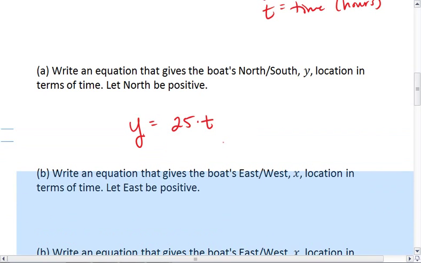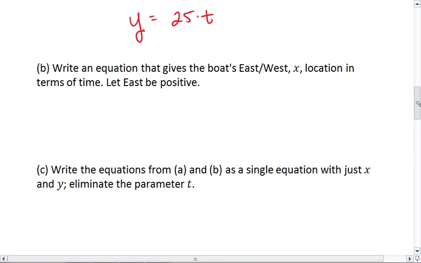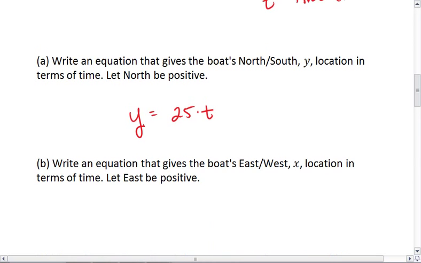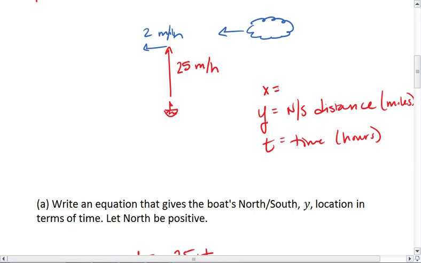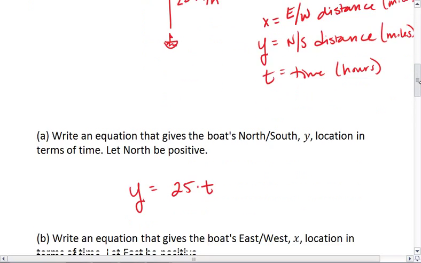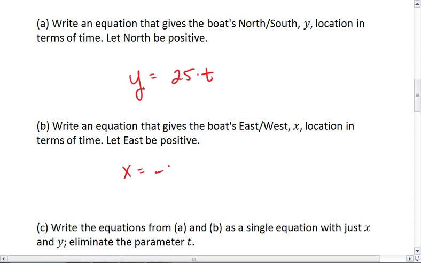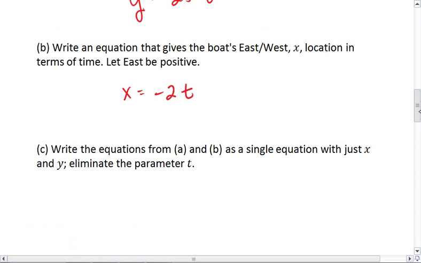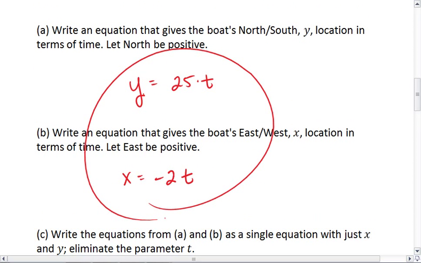Let's look at this next part. We're going to then write an equation that gives the boat's east-west, or x, location in terms of time. We'll let x be the east-west distance, again in miles. So we know because of the wind, our boat is moving west at 2 miles per hour. So we're going 2 to the left every hour, which gives us x equals negative 2t. We now have parametric equations. We have y in terms of t and x in terms of t.